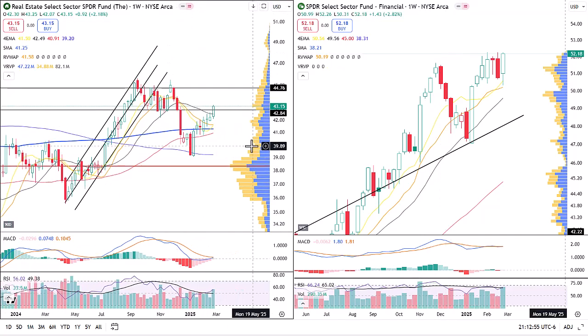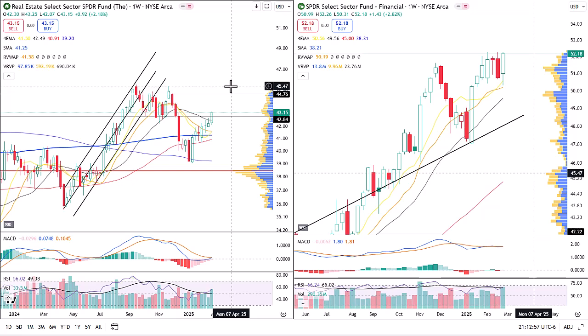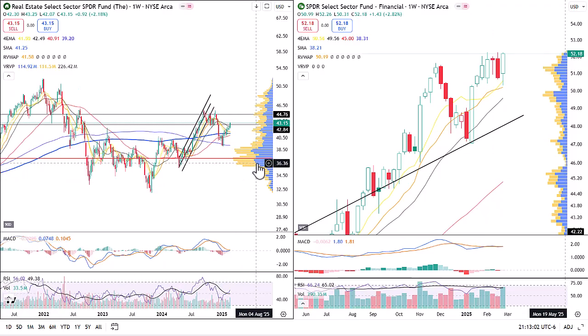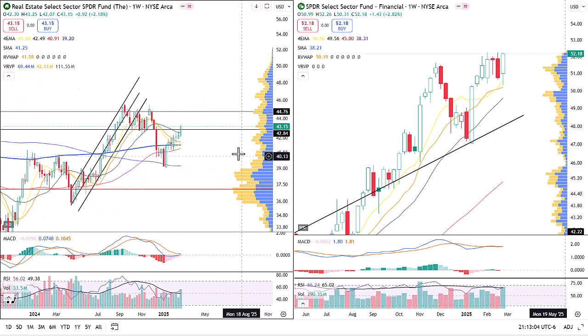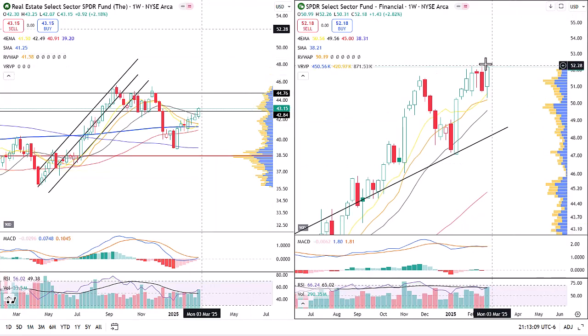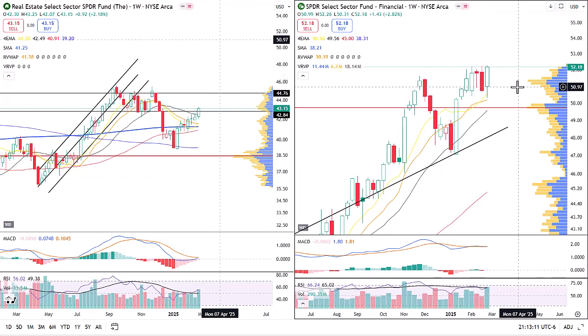Can you still make money here? Probably. Is this going to go back to 45? Probably. Absolutely wouldn't be buying it in that zone. Real estate's been doing really well. It's been on a run. Is it a little bit expensive? Still yes. And then looking at financials, breaking out above all of these on a closing basis.